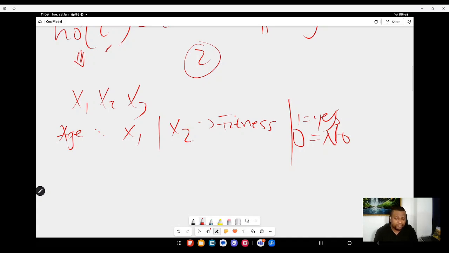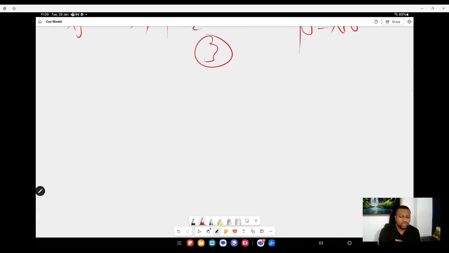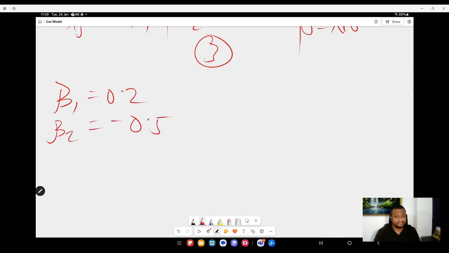Now let's define the coefficients. That will be the third step. For the coefficients here, we're going to set coefficient 1 to be 0.2. Every extra year of age increases the hazard. Then coefficient 2 we're giving as minus 0.5. Being fit reduces the hazard, meaning it takes longer to finish. So coefficient 3 will be 1.0. So fancy shoes doubles the hazard.